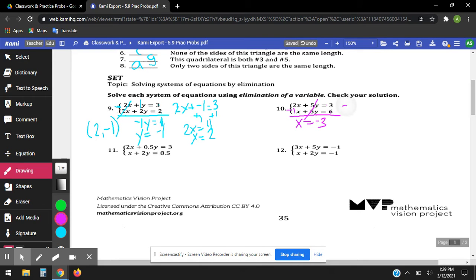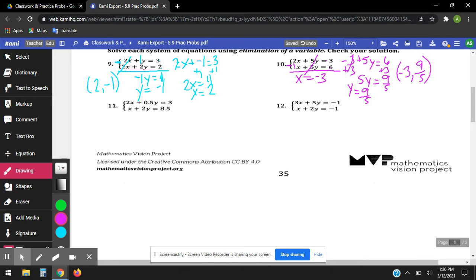And if I plug in, I'm going to do it in the second one, so I have fewer numbers to work with. Negative 3 plus 5y equals 6. I'm going to add 3 to both sides. 5y equals 9. So that means y equals 9/5. So my coordinate for this one would be negative 3, comma, 9/5. Or let's see, 1 4/5 if you wanted to do a mixed number.